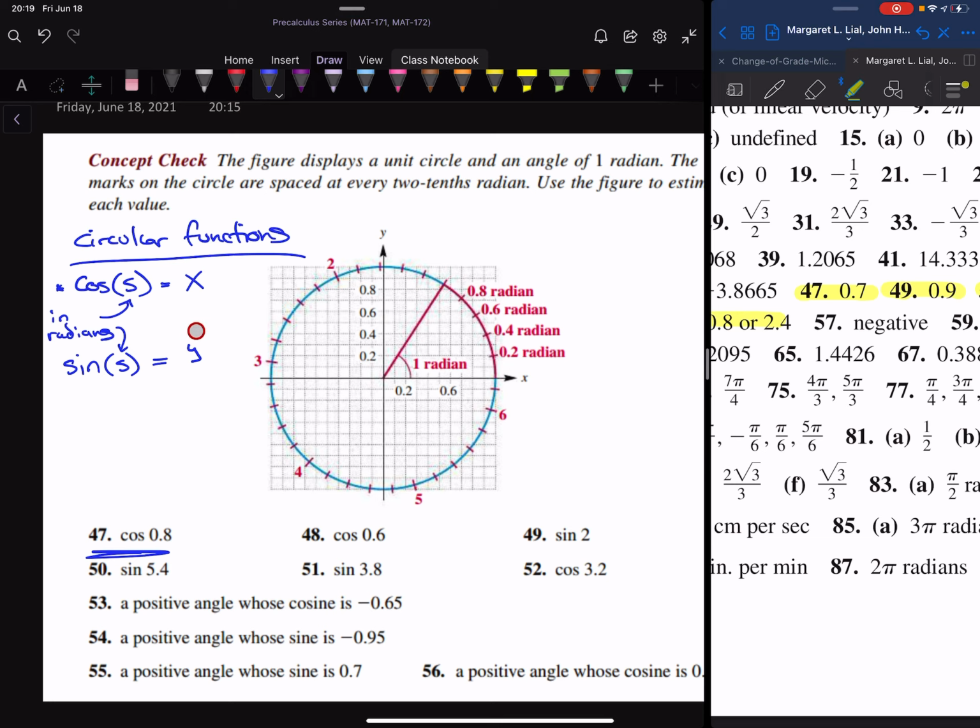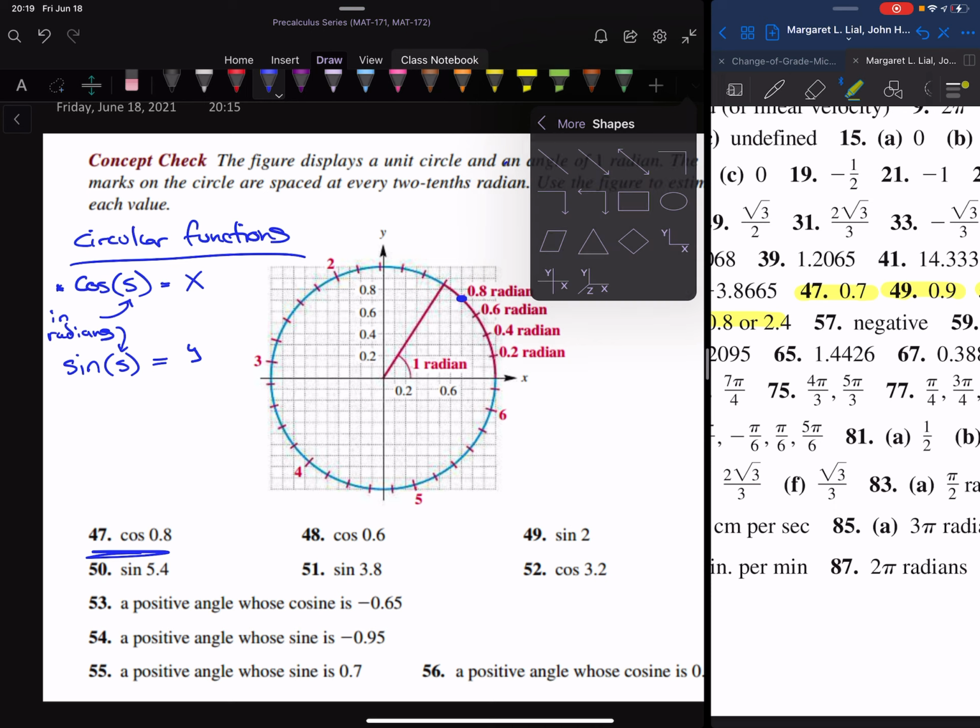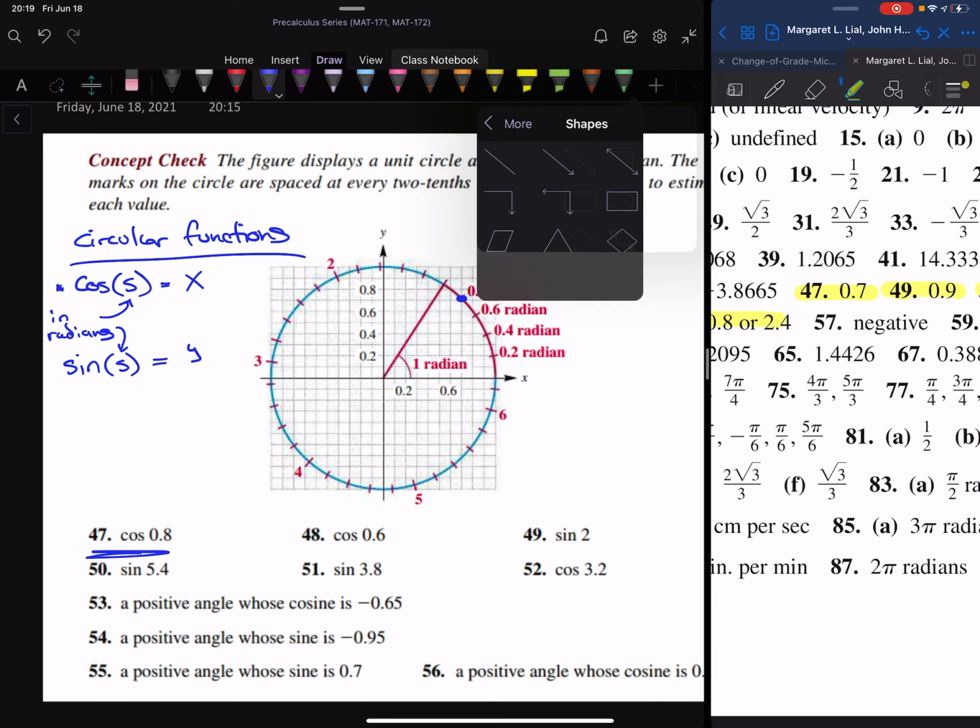So when it asks us about cosine of 0.8, well, we need to find the location in radians around this graph, which corresponds to 0.8 radians in rotation. And that space is going to be right here. So there will be a triangle that's made from the origin that connects to that point, and that will be the hypotenuse of a triangle.